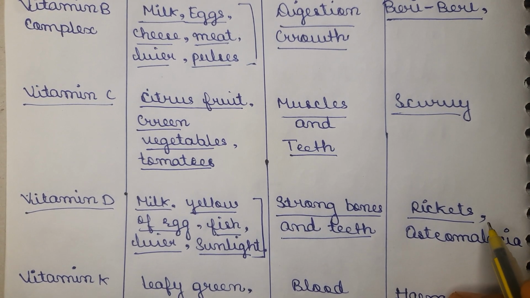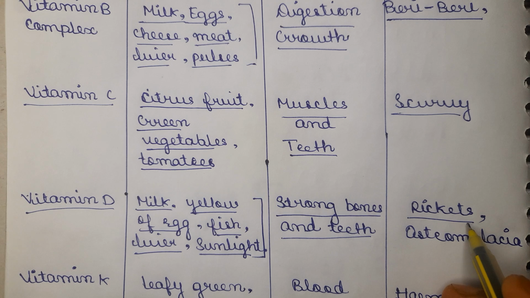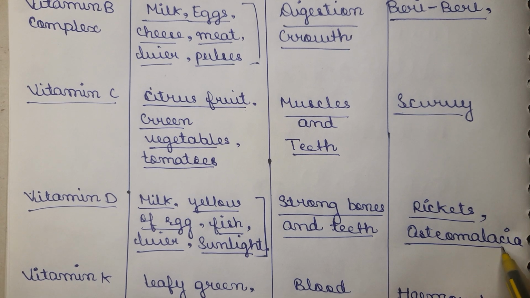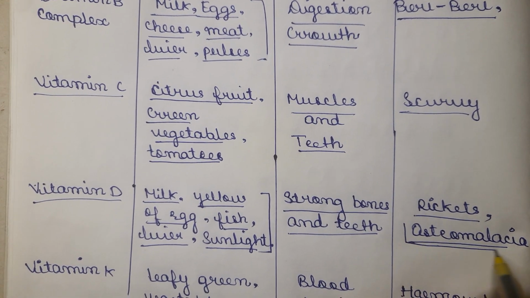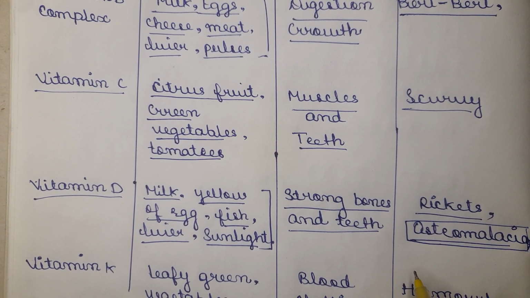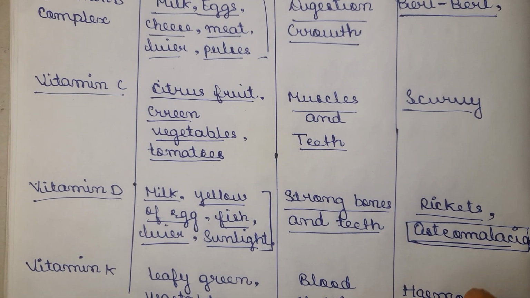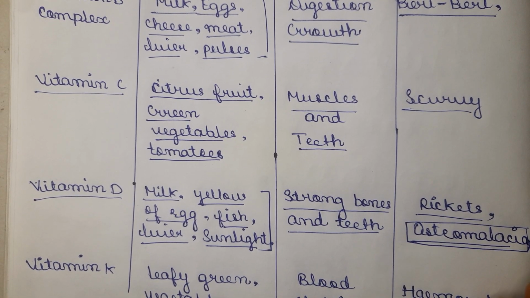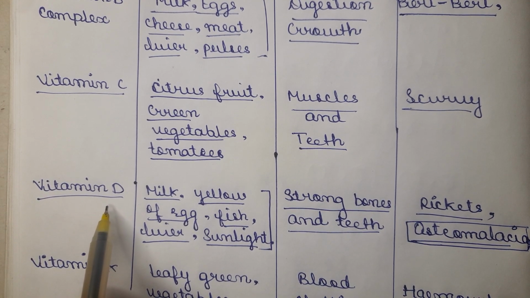These signs indicate that someone is suffering from rickets, and this disease occurs in children, while in adults it is called osteomalacia. In osteomalacia, the decaying of teeth and weakening of the bones are the main effects that you can see in adults. So this occurs due to the deficiency of vitamin D.